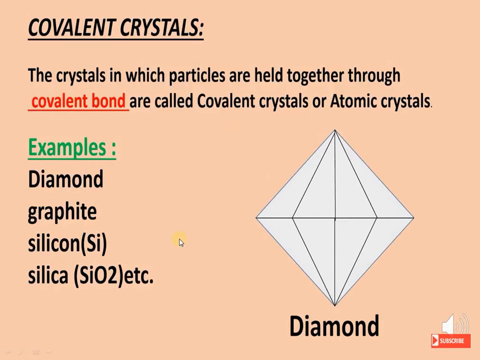Now we are going to discuss the covalent crystals. Covalent crystals are the crystals in which the particles are held together through covalent bond, called covalent crystals or atomic crystals. Now we know that covalent bond is the bond that is formed by the mutual sharing of electrons.